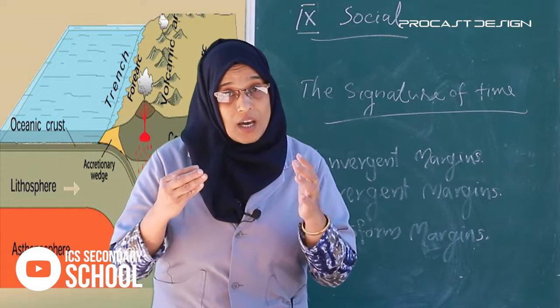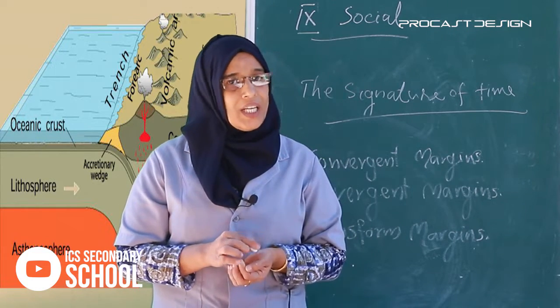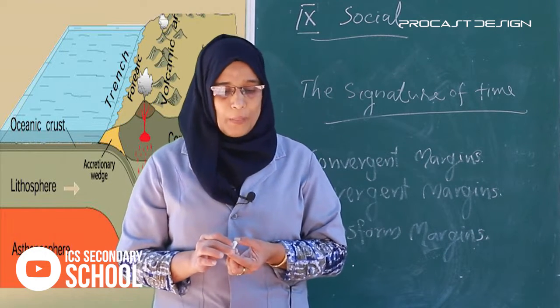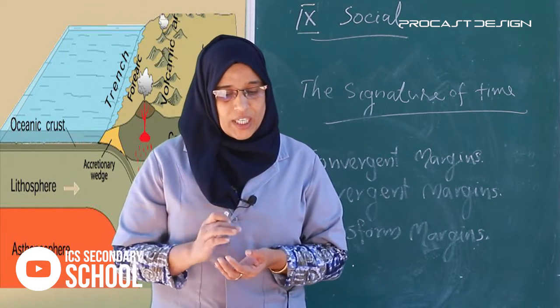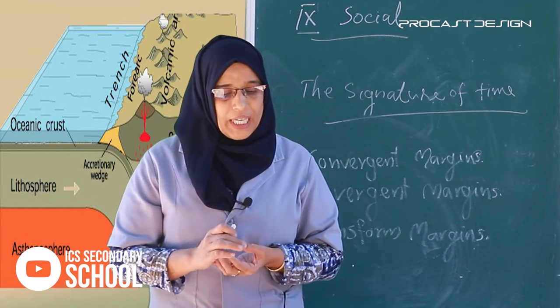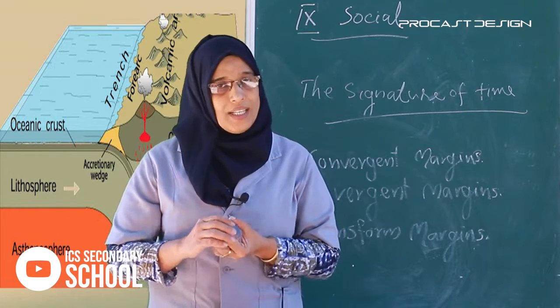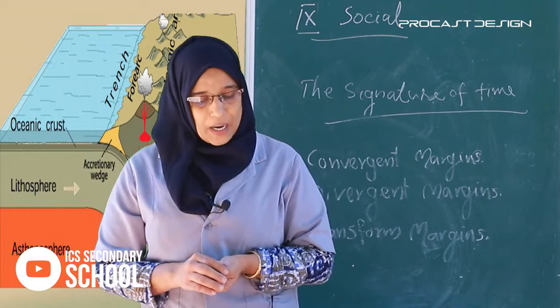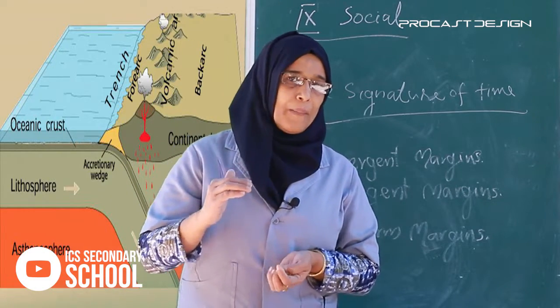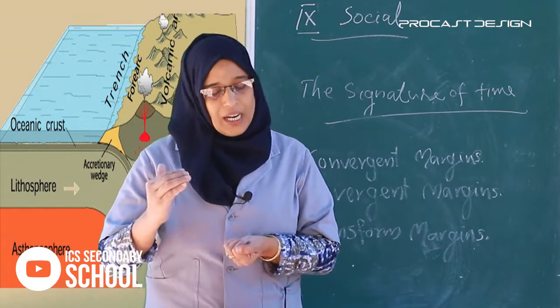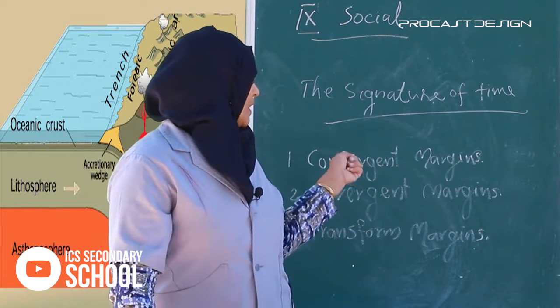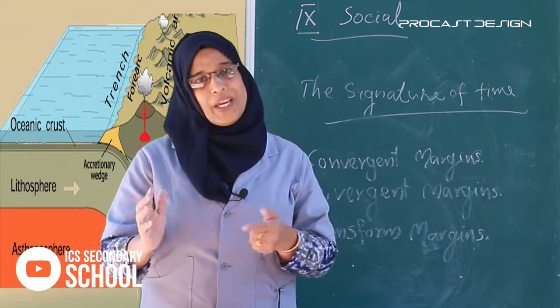These zones are called subduction zones. Ocean trenches are developed in subduction zones. For example, Challenger Deep in the Pacific Ocean. This is the convergent margin.